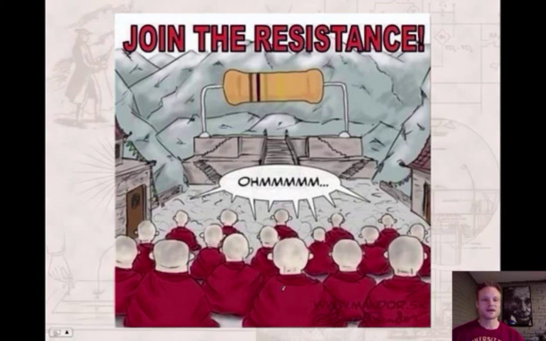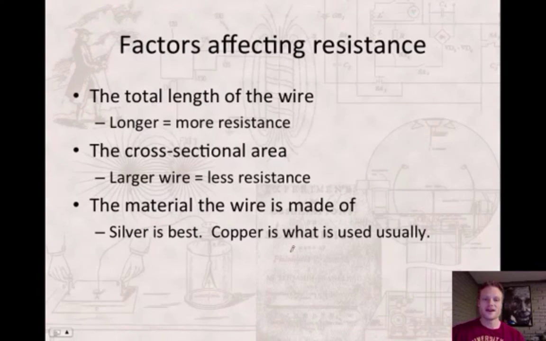And this is just some science humor. If any of you are into circuits and electronics, this is something called a resistor. These bands all have various values based upon their color, and it says join the resistance, and then you have all of them going ohm. Pretty funny. Anyway, let's keep going, just because a lot of people don't find science humor that great.